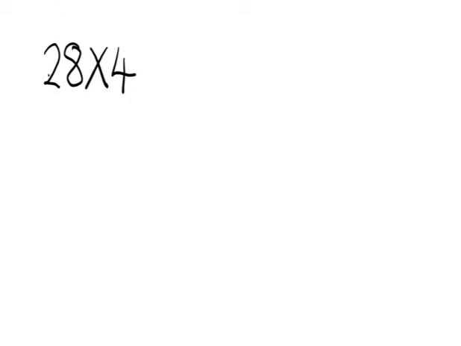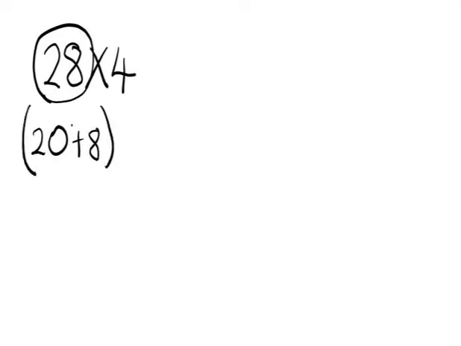The distributive method merely means that we need to take 28 and break it up into 20 plus 8. And then we're going to distribute the rule by both these numbers. In other words, we're going to take each of these numbers and multiply each of them by the number 4. All right, so let's get started.